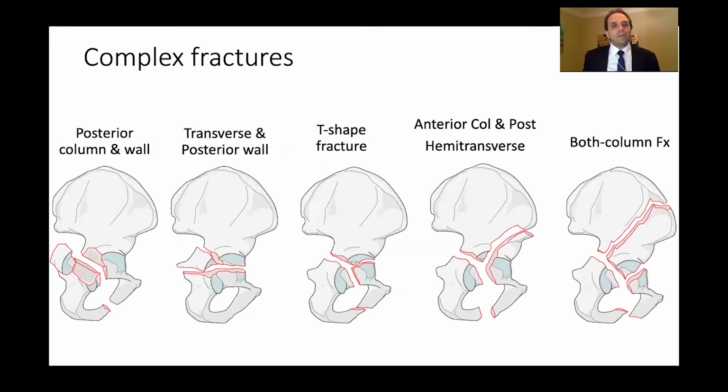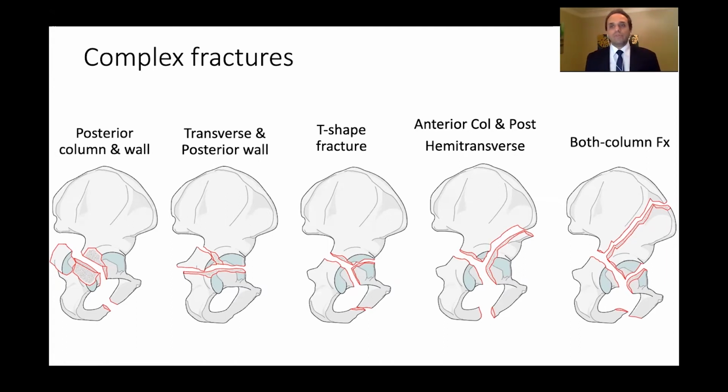Then we come to the complex fractures, which are posterior column with posterior wall, transverse with posterior wall, and T-shaped fracture, which is actually a transverse fracture, but has a limb that goes down and exits somewhere between the pubic bone and the ischium. So it can exit here, here, here, here, or there. Then we have another type, the anterior column with posterior hemitransverse, which is actually similar to a T, but with a high anterior column. Finally, the both column fractures.